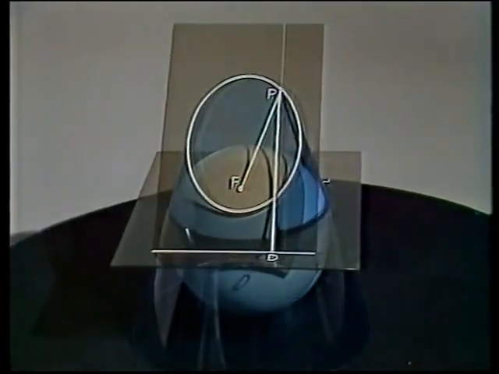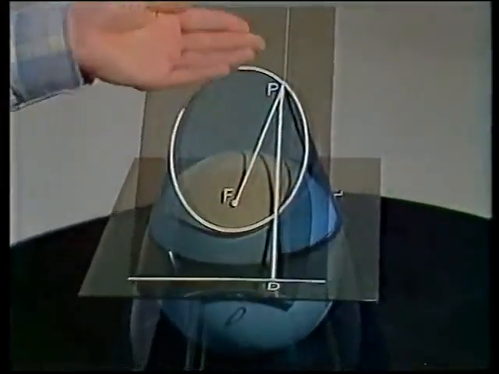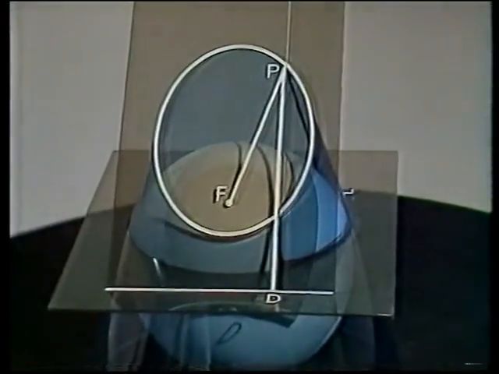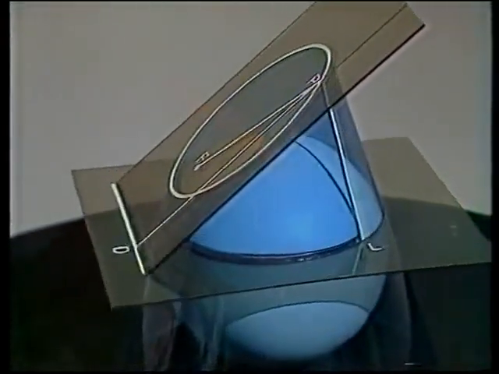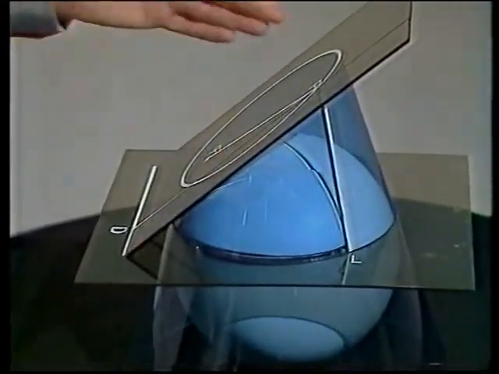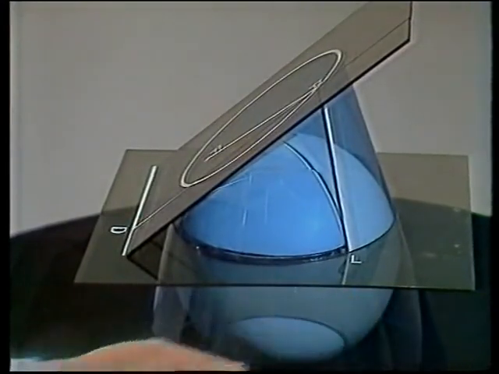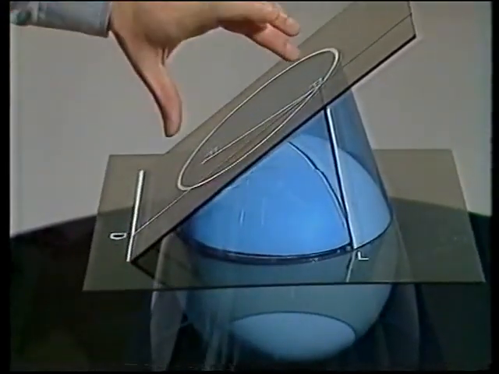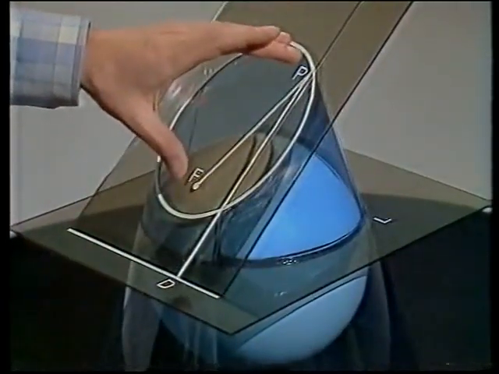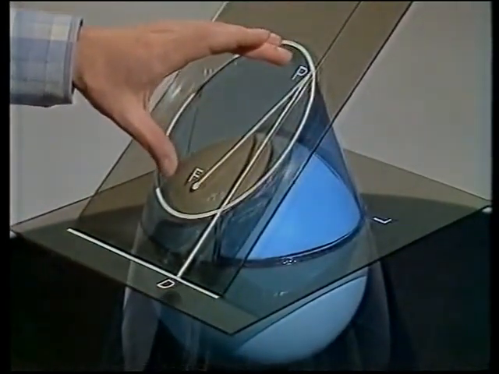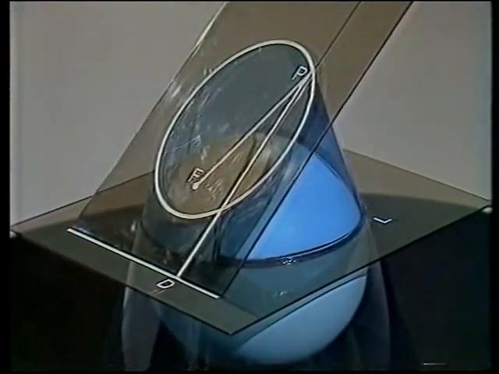Look at the point P. In addition to the lines PF and PD, we've drawn PL. That's a line on the surface of the cone from P to this horizontal circle. So, PF and PL are both tangents to the sphere. And as you saw in the pre-programmed work, this means that they're equal in length.